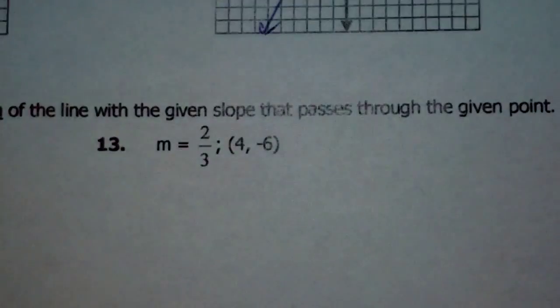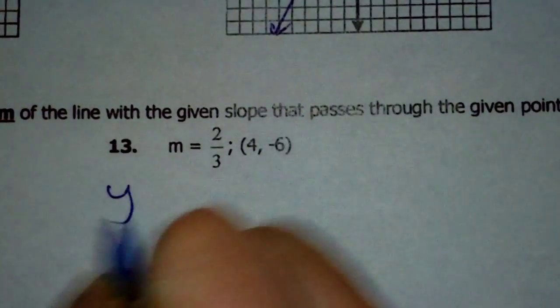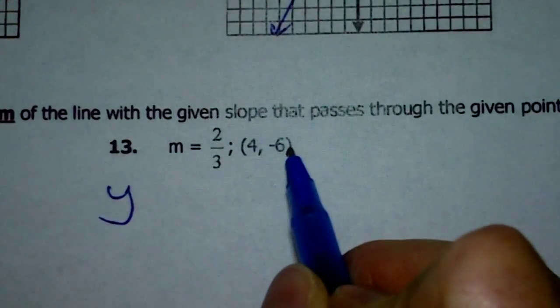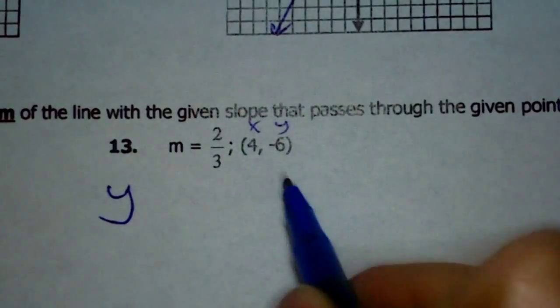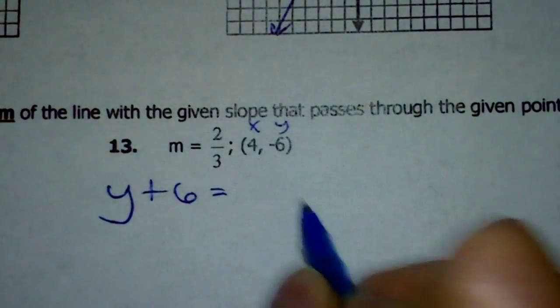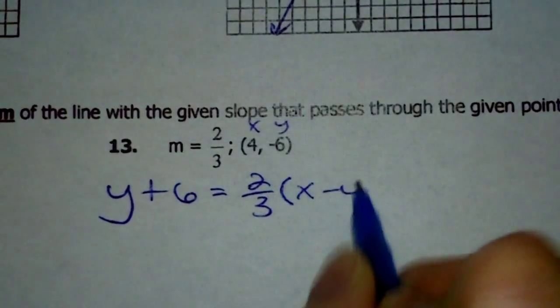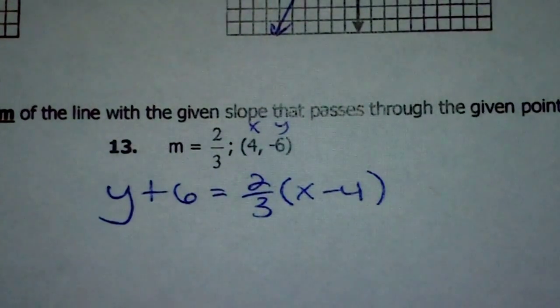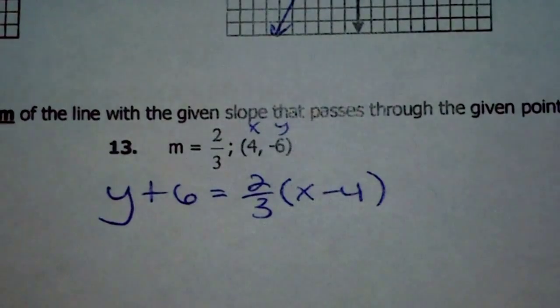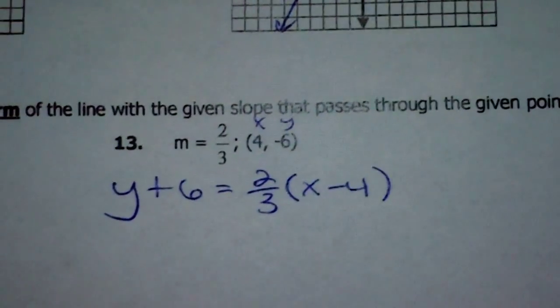All right, next one, same thing. y, and if it's y minus negative 6, because this is my x, this is my y, that would mean y plus 6. And my slope is 2/3. My x is 4. So it'll be x minus 4, because it's x minus whatever x sub 1 is. So that's that section.